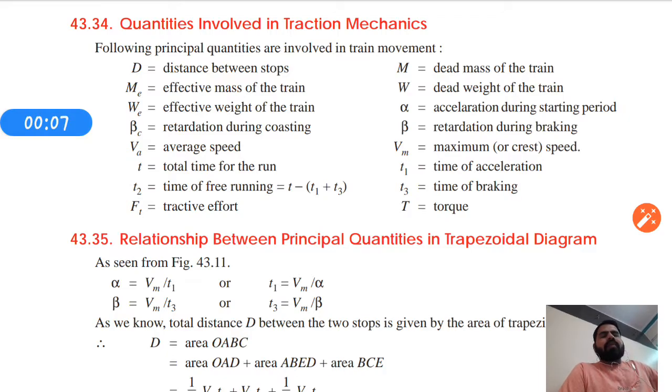As we know, in our previous lecture we discussed the simplified speed time curve. Today we will discuss the geometrical shapes of the simplified speed time curve, which are the trapezoidal and the quadrilateral, and their relations with some principal quantities which are involved in the train movement.